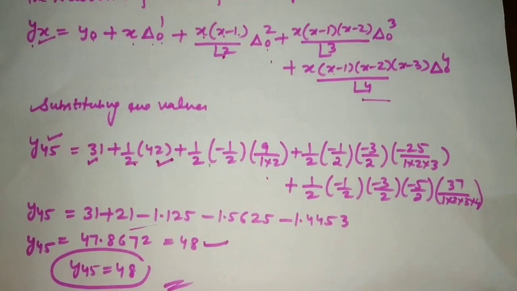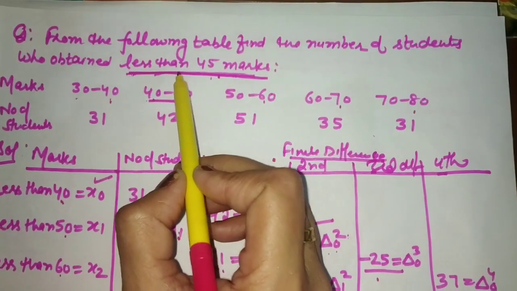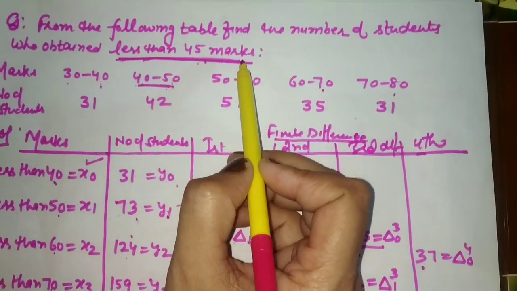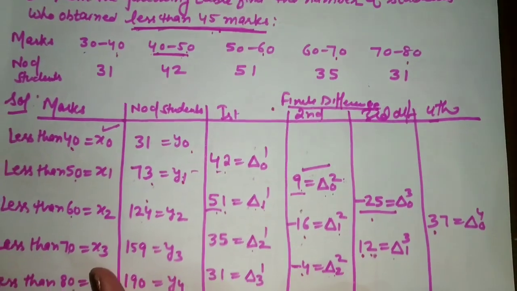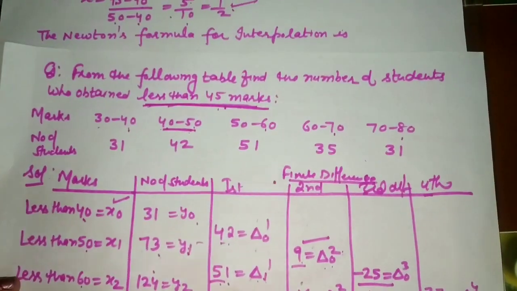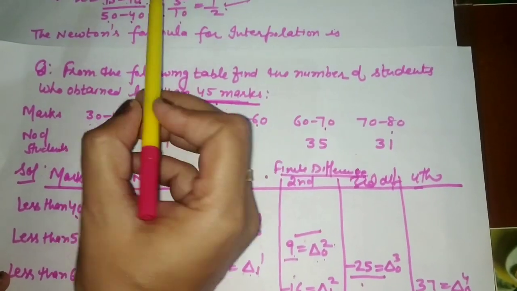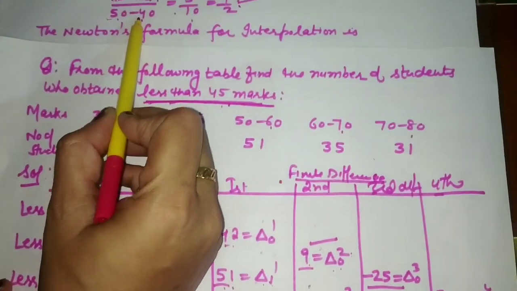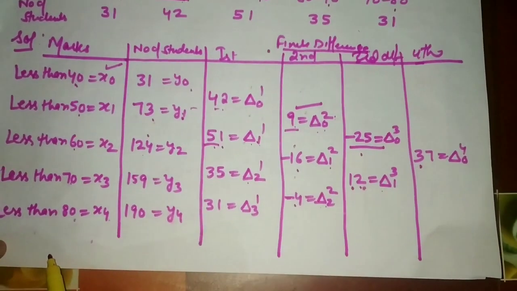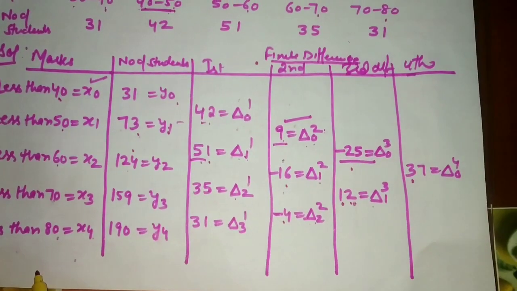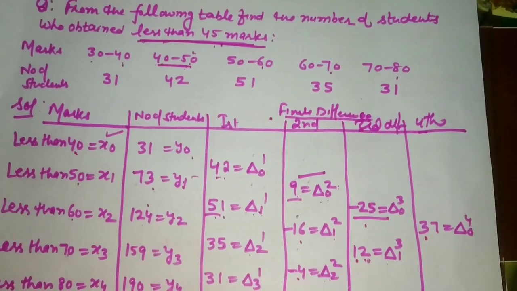So this is the question. That means whenever we are given a table and we want to find the number less than 45 marks, it may also be less than 50, maybe less than 60. The procedure is the same as in the previous videos, but the only difference is that here I have taken x as 45 minus 40. Less than 45 means 40 is also included, and this is also included, that means 50 minus 40. Otherwise it is the same question. So this is the illustration of finding the missing values, or we can say finding these marks by Newton's method.